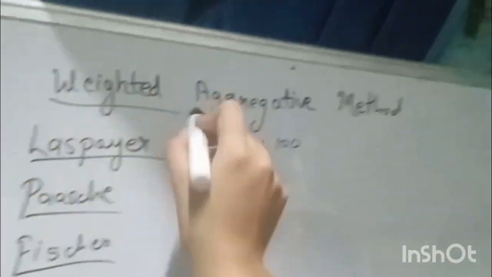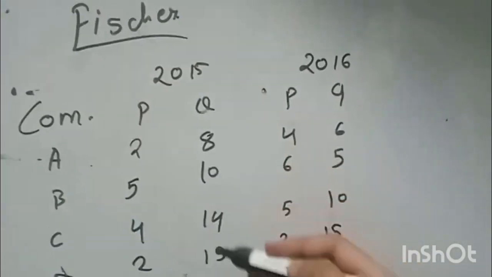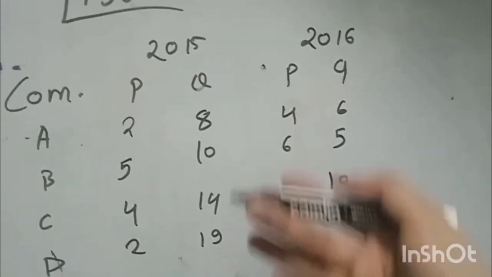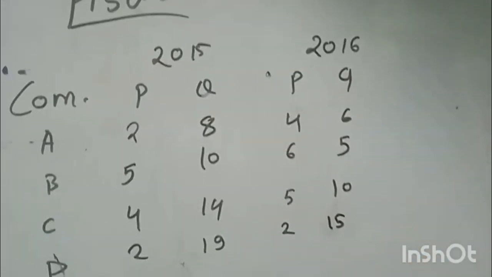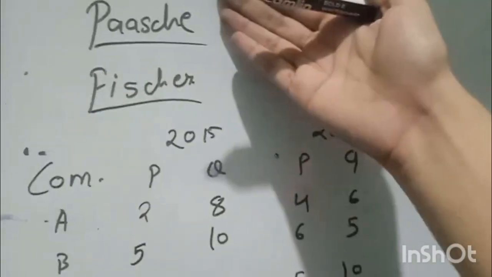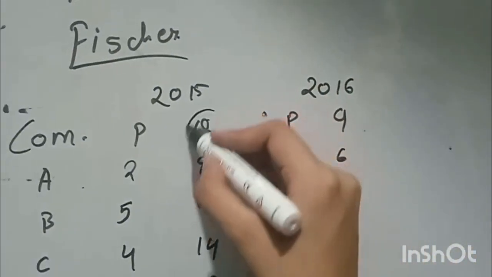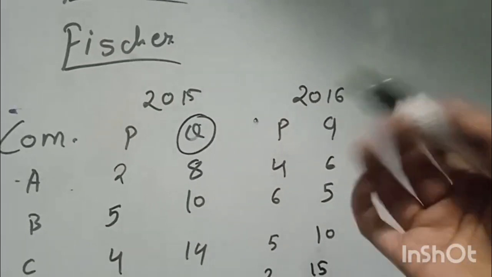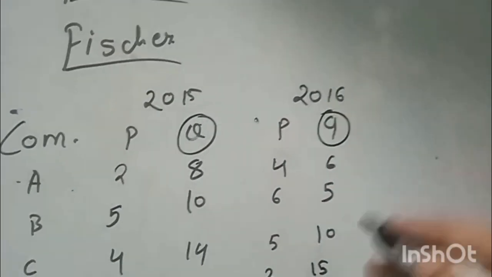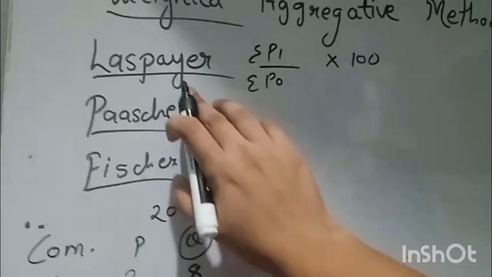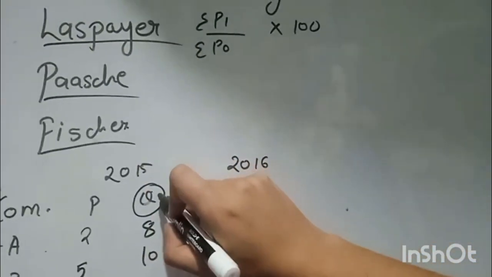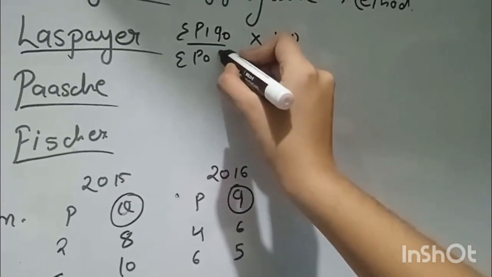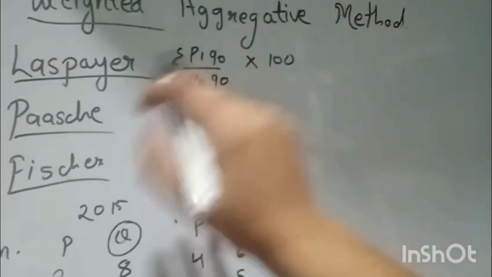Now, weighted aggregative method. Now, we will be given the weight, and we have to give the quantities the weight. Now comes the $1,000,000 question. Some statisticians gave the quantity of the current year as the weight, and some gave the quantity of the base year the weight. Now, what did Laspeyres say? Laspeyres said to give the quantity of the base year the weight. Now, Q0 and Q0. Simple, nothing else.